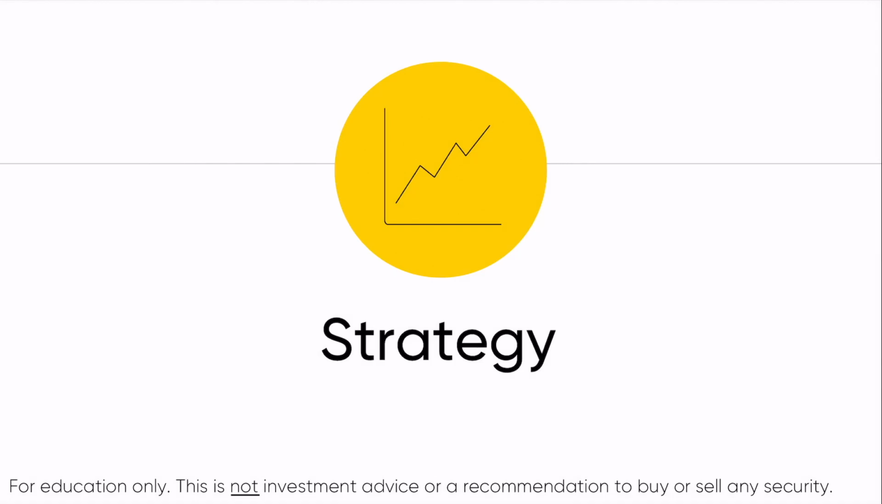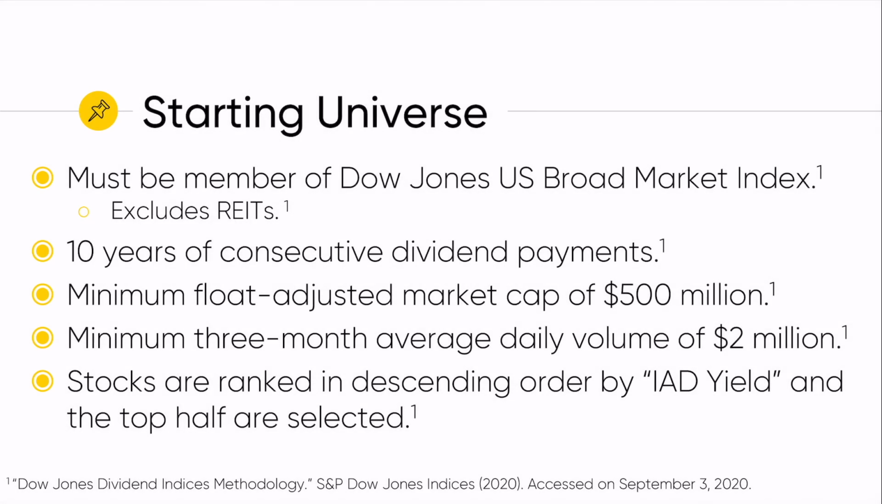Now on to the strategy. The starting universe here is the Dow Jones US Broad Market Index, which is basically every stock and ADR in the United States. This also excludes REITs, which is now the third ETF out of 4 to exclude REITs, pretty common.